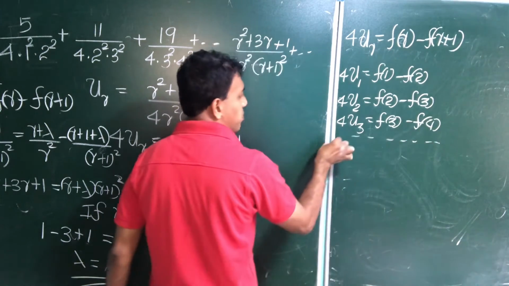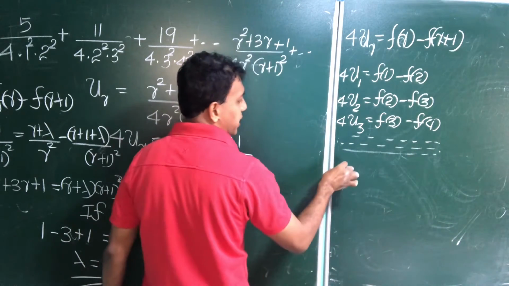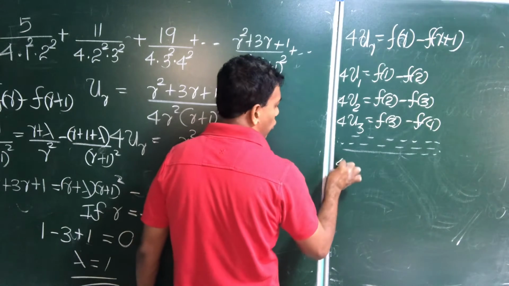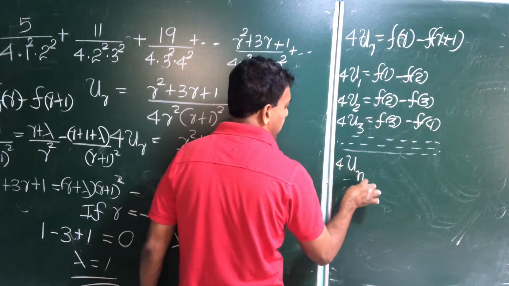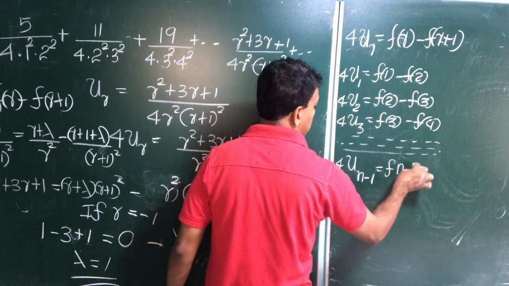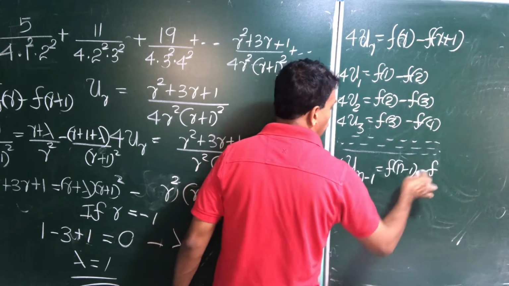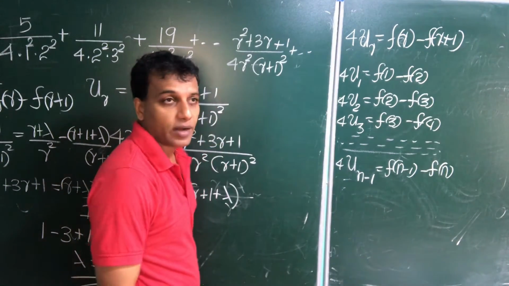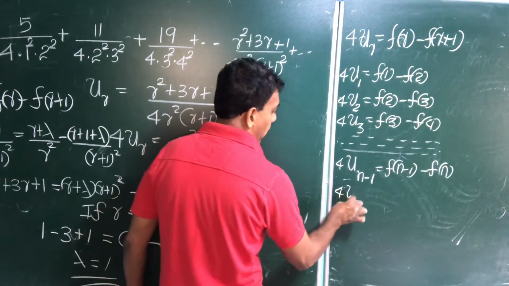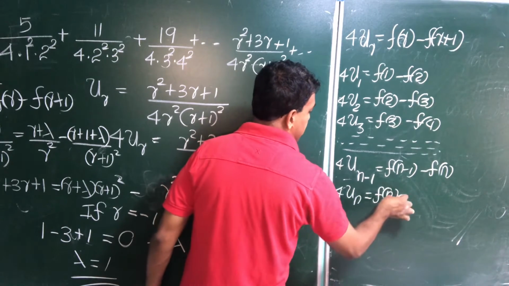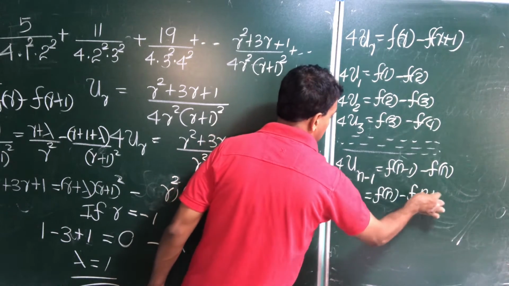So and so on. Better you write the last 2 terms. What are those? R for n minus 1, right? 4u of n minus 1 equal f of n minus 1 minus f of 1 more, that is n, right? At last r for n, so 4un equal f of n minus f of n plus 1, okay?